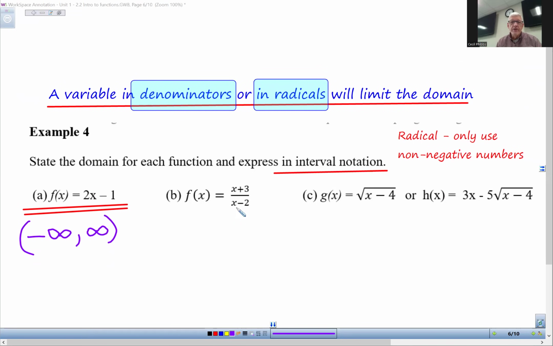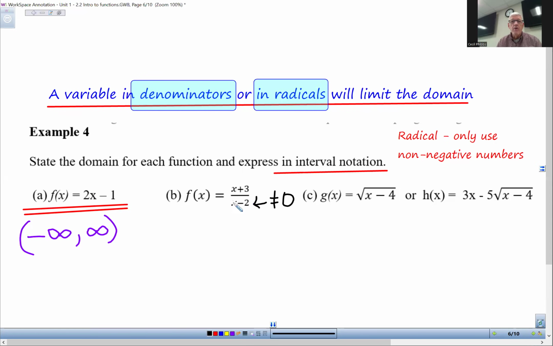Okay, for a fraction, our denominator cannot equal 0. Dividing by 0 is undefined, so that would give us an undefined value for our function. Okay, for our second example, we have a fraction, and hopefully you're aware that the denominator in a fraction cannot equal 0. So that would give us an undefined value for our function.